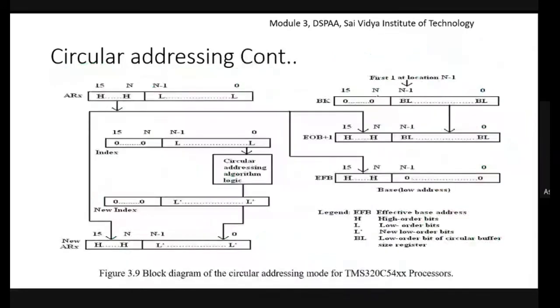We are trying to write the circular addressing mode in this diagram. See here, the ARX register will be there. This ARX register will consist of bits 0, 1, 2, 3 up to n minus 1. These are the least significant bits and these are the most significant bits. H stands for most significant bit. L stands for least significant bit.